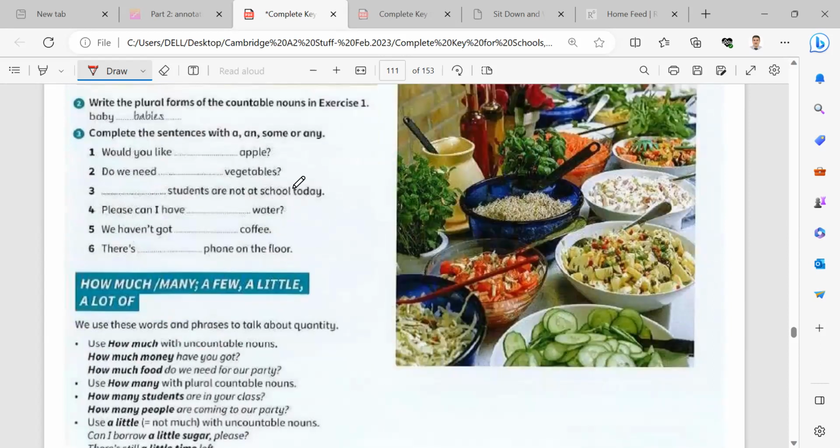The last one, complete the sentences with a or an or some or any. Could you please answer this? And number 2 is easy for you. Just write the plural of the countable nouns only. Do you want me to answer number 3? Yes, answer 3. Okay.